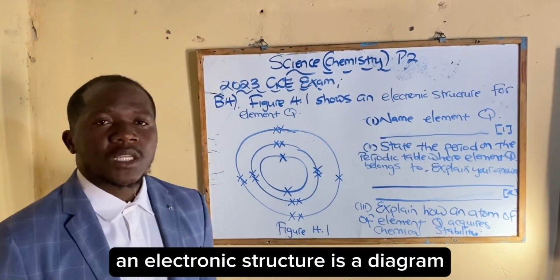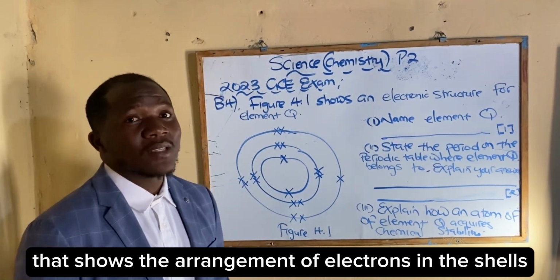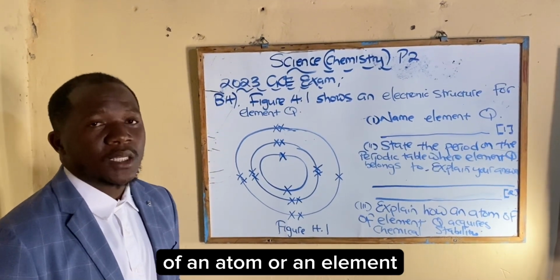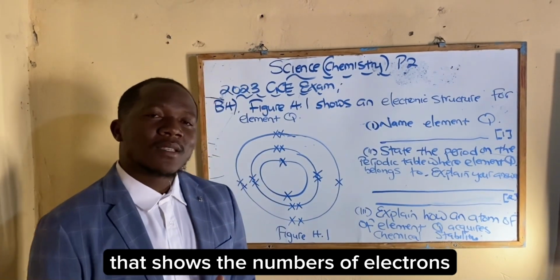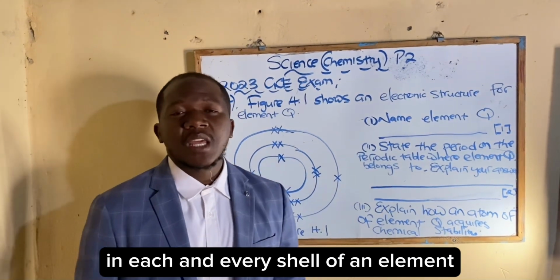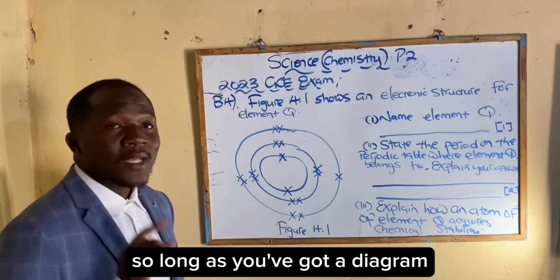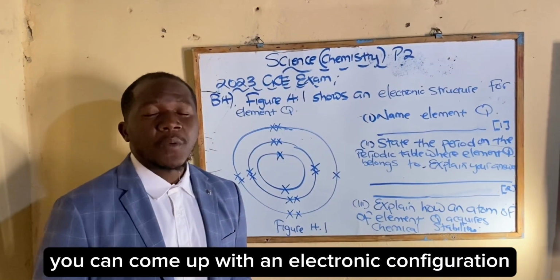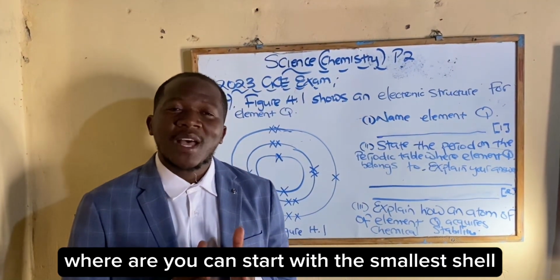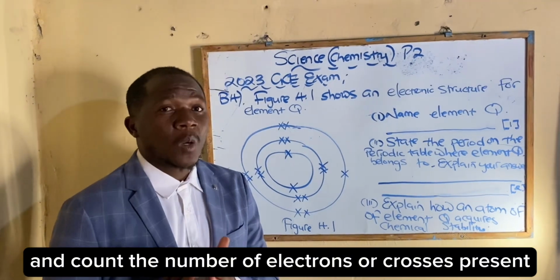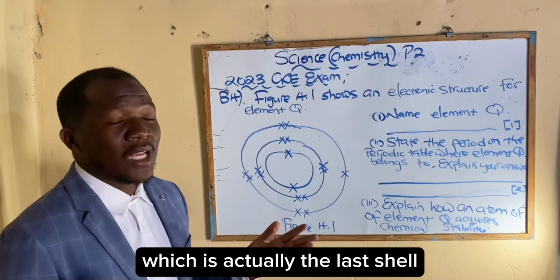Figure 4.1 shows an electronic structure for element Q. An electronic structure is a diagram that shows the arrangement of electrons in the shells of an atom or an element, while an electronic configuration is a ratio that shows the numbers of electrons in each and every shell of an element. So long as you've got a diagram, you can come up with an electronic configuration where you can start with the smallest shell and count the number of electrons or crosses present up to the biggest shell, which is actually the last shell.